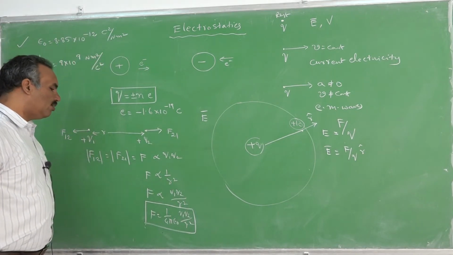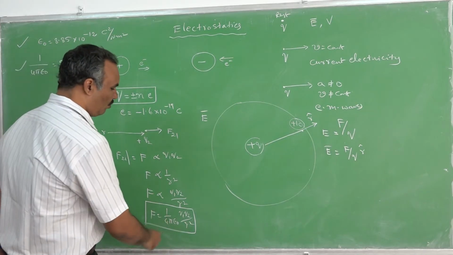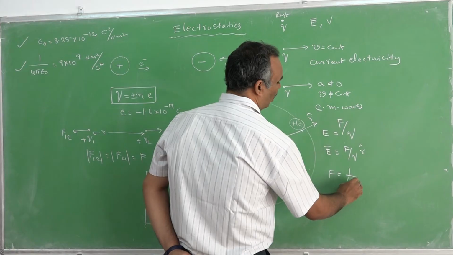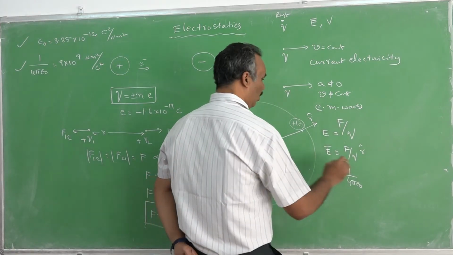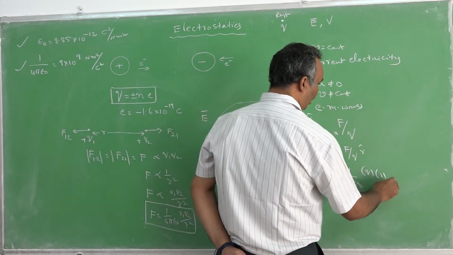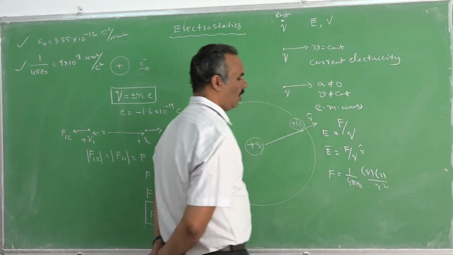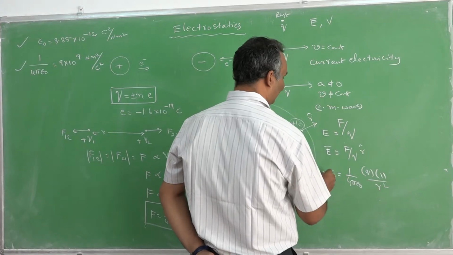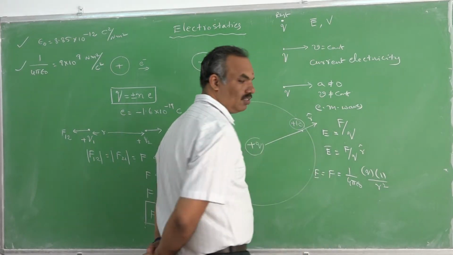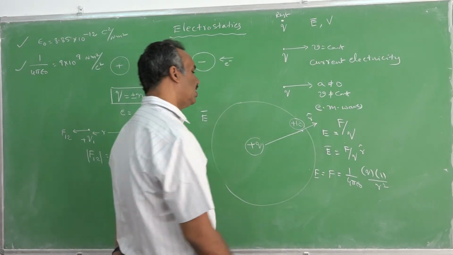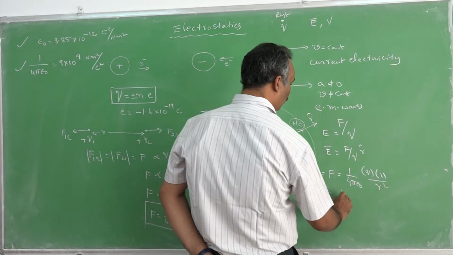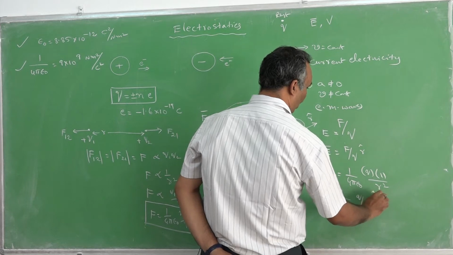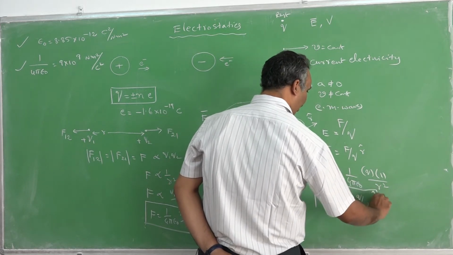Now, according to Coulomb's law, the force between these two charges is given by 1 by 4 pi epsilon naught Q into 1 by distance square. This force experienced by the unit positive charge is called electric field strength. If you want to represent it as a vector, E bar is equal to 1 by 4 pi epsilon naught Q by r square into r cap. This is the general idea.